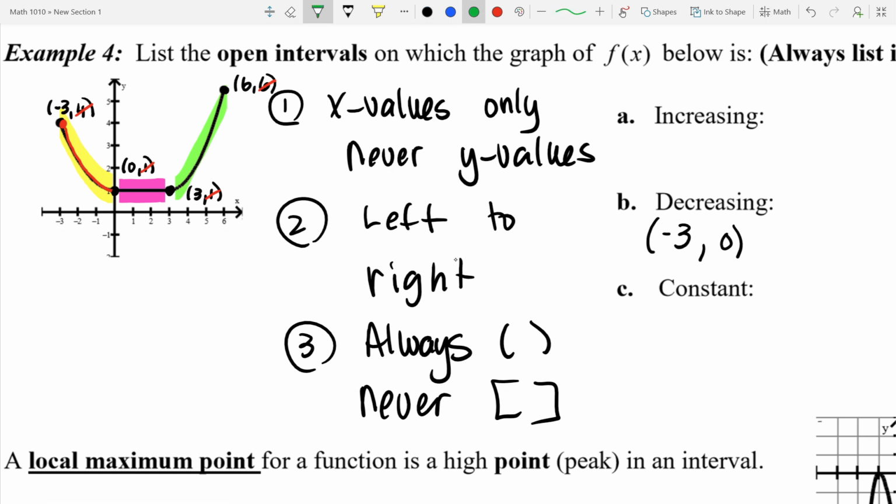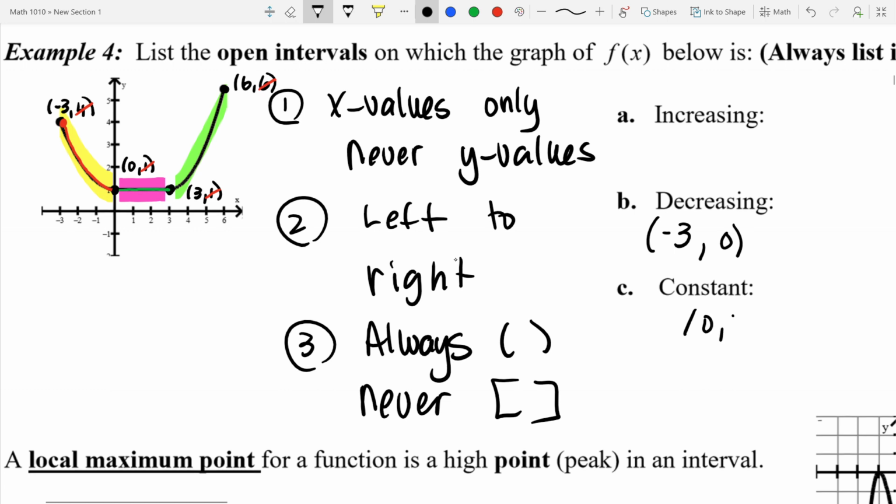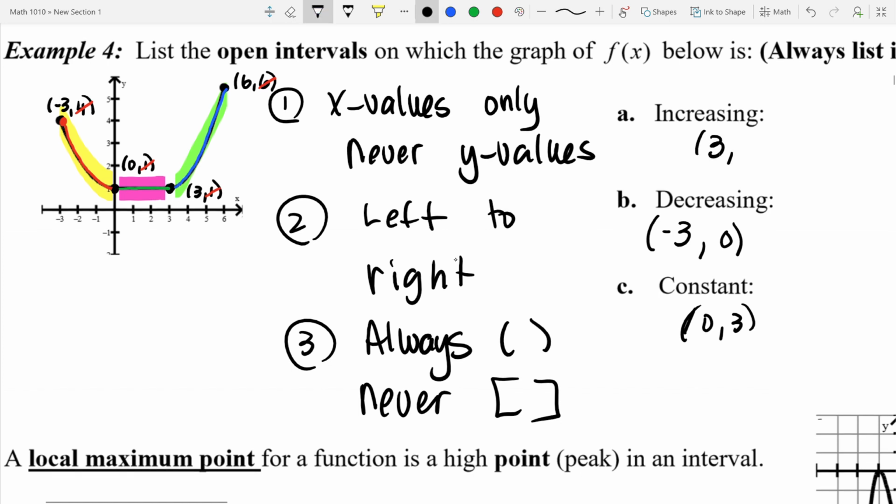Now you guys watch this. I'm changing roads. You tell me increasing, decreasing, or constant right here. Constant. Where does the constant begin? 0. Where does the constant end? 3. Always parentheses. What's happening here? Watch. Here to here. Talk to me. What's happening? Increasing. Where does the increasing begin? 3. Where does the increasing end? 6. Easy. Who says I get it? Let me see a pie.